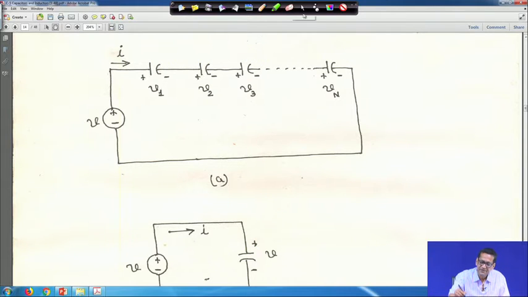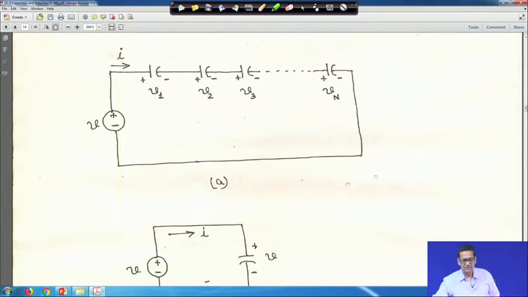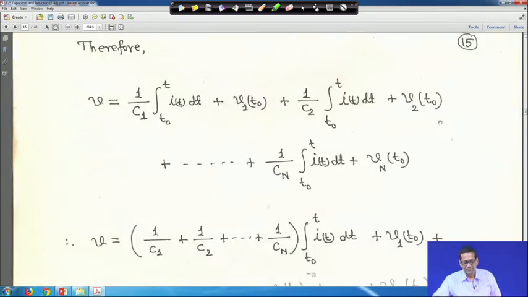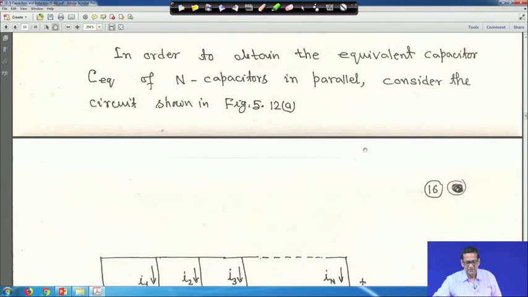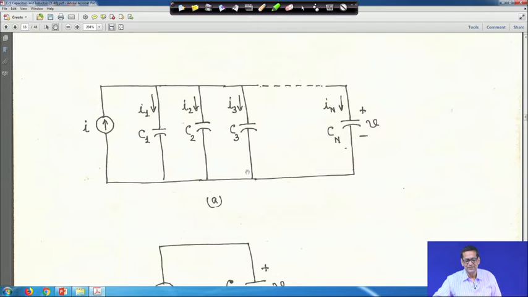So, from that, if you know C1, C2, C3, all of them, you can calculate Ceq. So, this is what we get for series connection. Now, if capacitors are connected in parallel, it will be the same manner as when you calculate resistors in series.